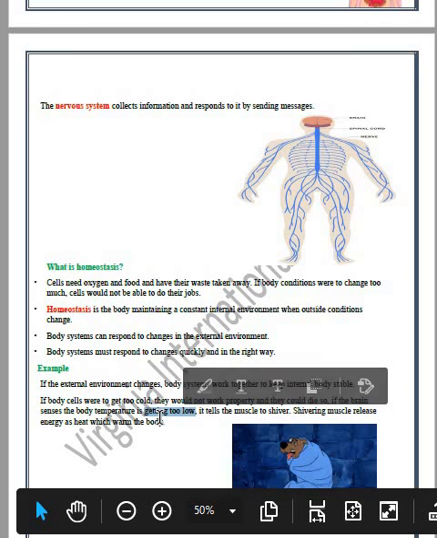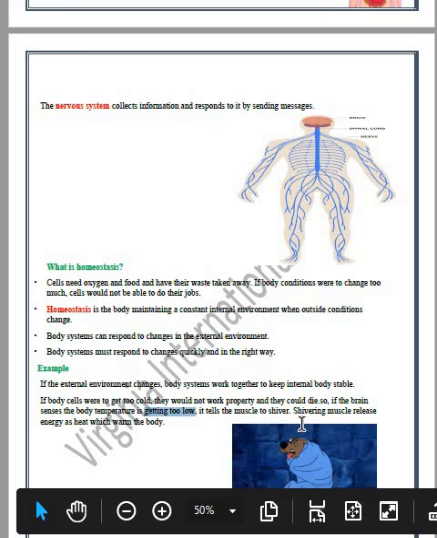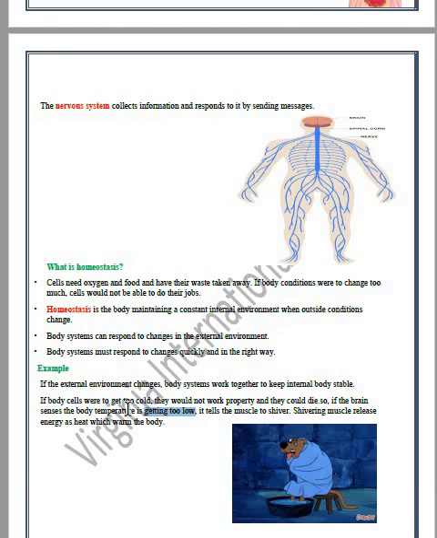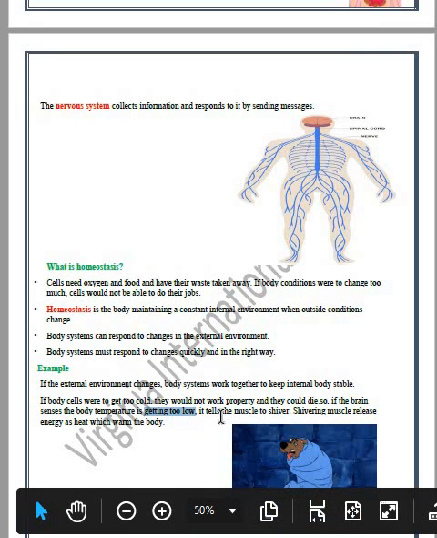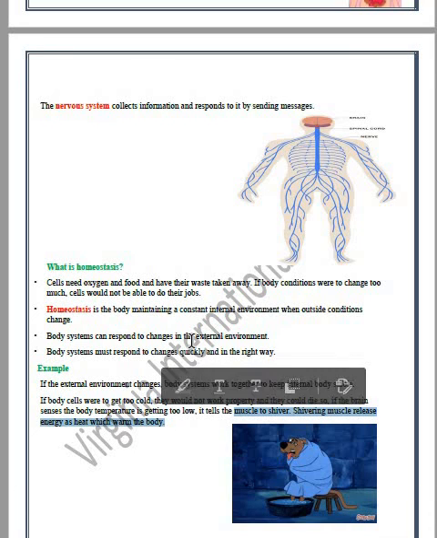If it's getting too low, it's going to tell the muscles to shiver. Shivering the muscles will release energy, and this energy will give us heat to feel warm. So this is the mechanism of how the body defends against the cold temperature that would affect the job of the cells. The cold temperature alarms the brain to make the muscles shiver, and this shivering produces energy that releases heat that makes us feel warm.